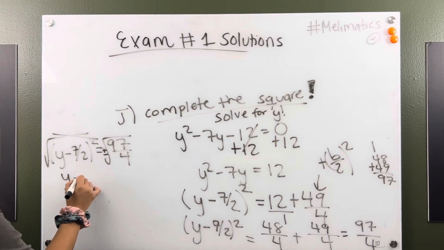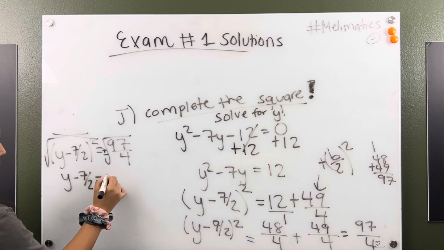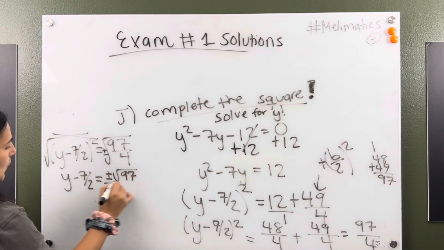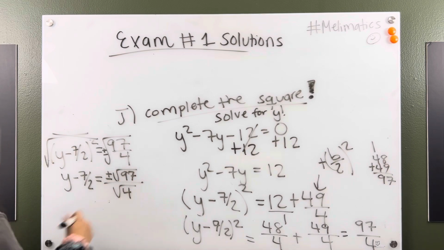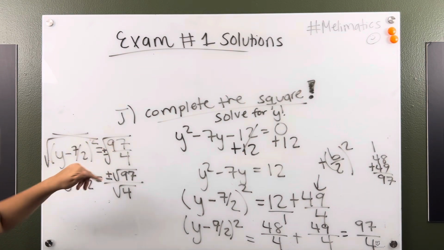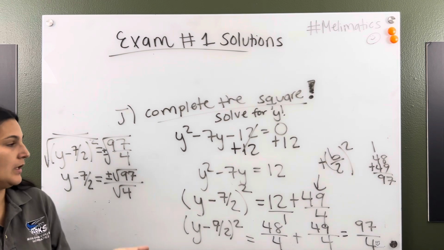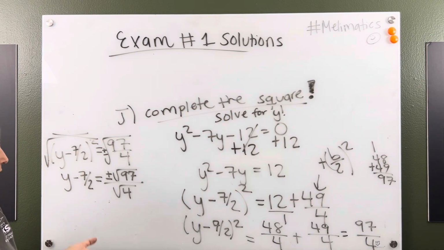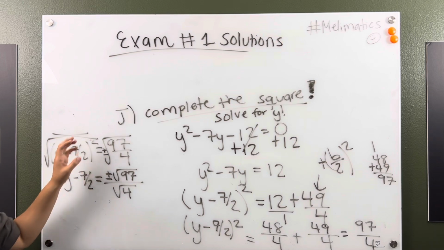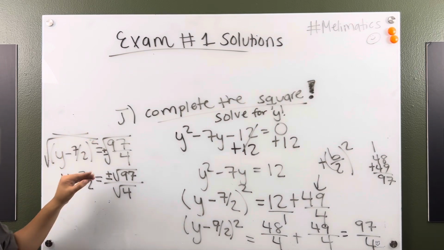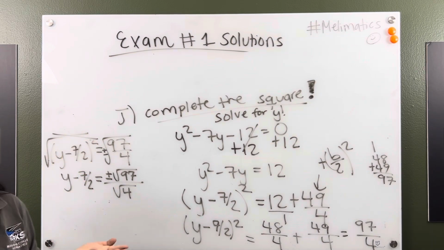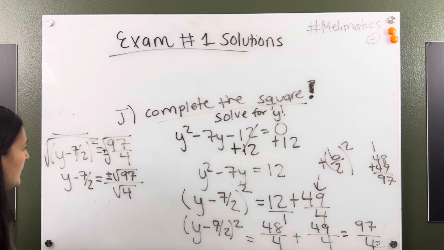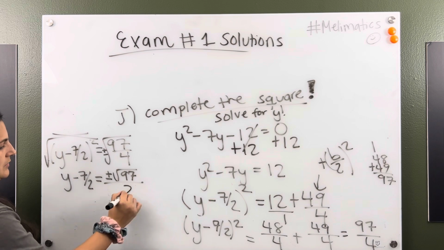Right, so this is y - 7/2 = ± √97 over √4. Remember that because these are both square roots, now you can divide them, right? So unfortunately 97 is not divisible by 4, right? That would be a decimal. So instead what we can do is get the square root of the numerator and the square root of the denominator, see if there's anything that simplifies, and usually one of the numbers can simplify. Right, so the square root of 4 down here is 2, so I'm going to replace it with 2.